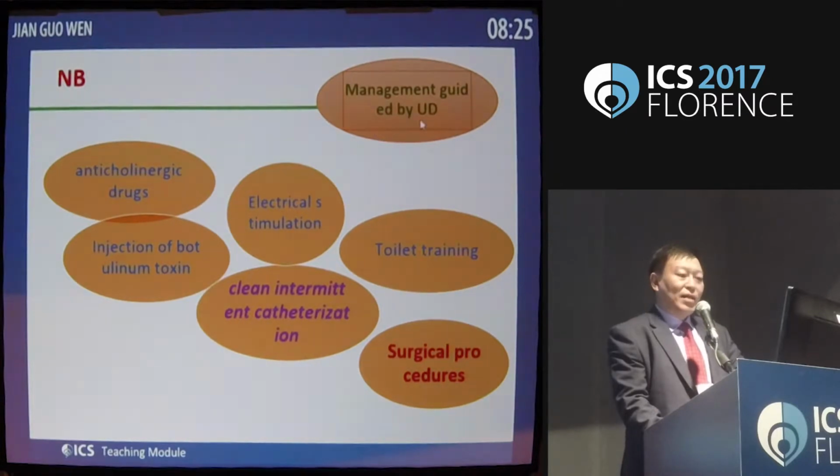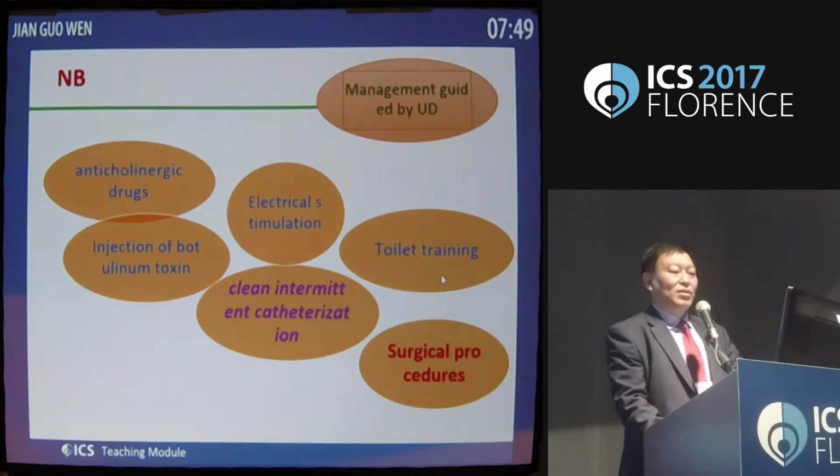After the urodynamic study, we can easily identify the different bladder functions and choose different treatment modalities. In most cases, if they show an overactive bladder, you can probably use an anticholinergic drug. For some detrusor sphincter weakness, you can use electrical stimulation. For voiding difficulty, you can use CIC. Most young children actually need toilet training.